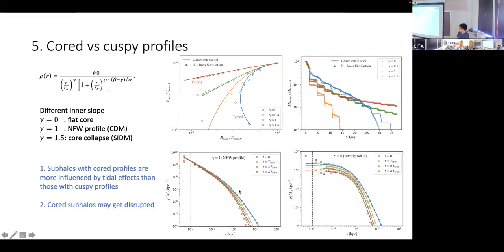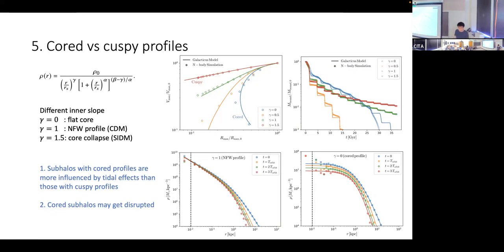So just to give an example for the density profile, I compare this case with the NFW profile to the case where we have a cored density profile. One interesting thing we can see is that for the NFW profile, which is cuspy, the central density of this subhalo has not evolved much as it evolved in the host. But in the core case, we actually see that the central density dropped significantly.